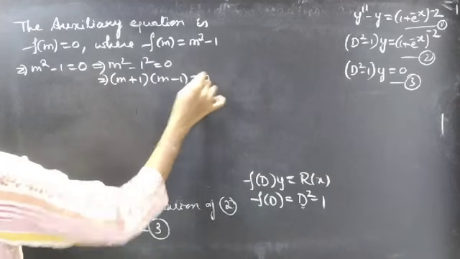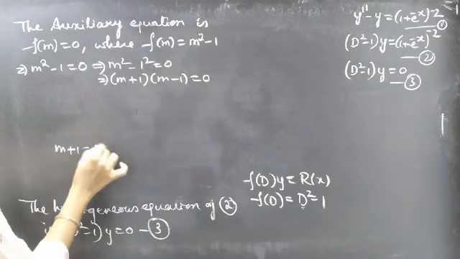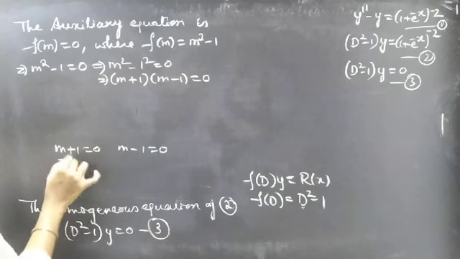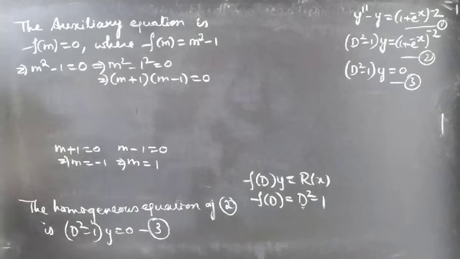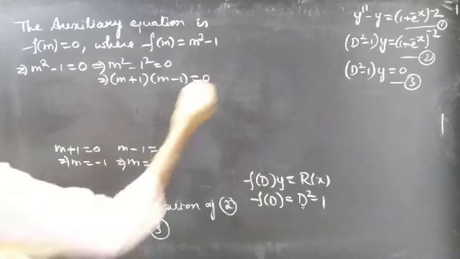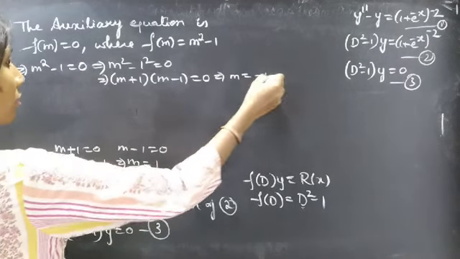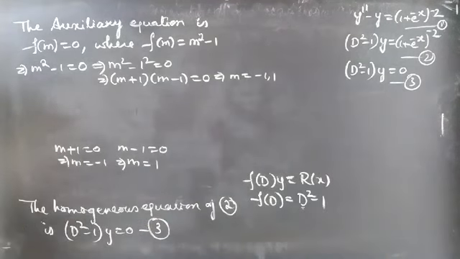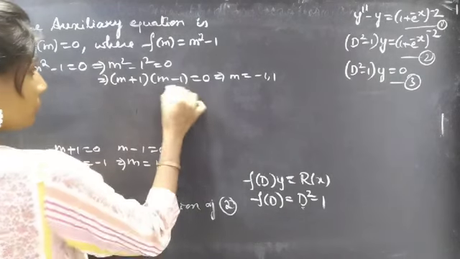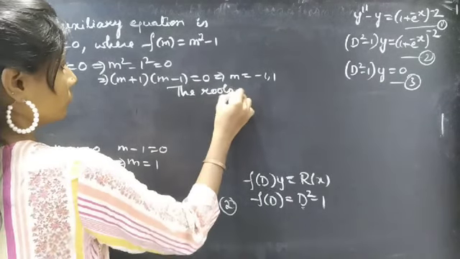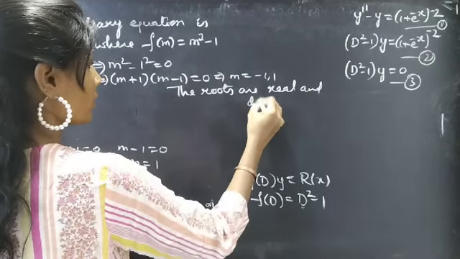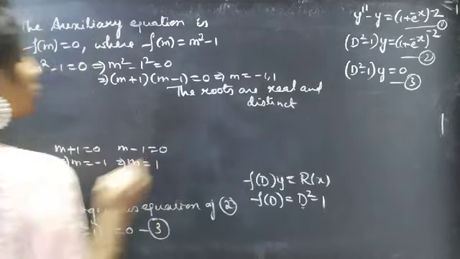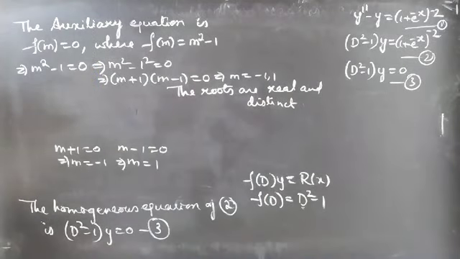Now equate each factor to 0. We get m plus 1 equals 0 and m minus 1 equals 0. From m plus 1 equals 0, we get m equals minus 1, and from m minus 1 equals 0, we have m equal to 1. So m equals minus 1, 1, which are real and distinct roots. Now we need to find the solution to this homogeneous equation.